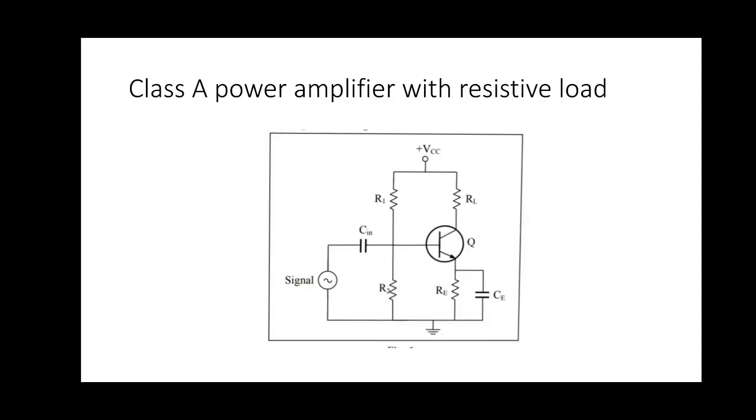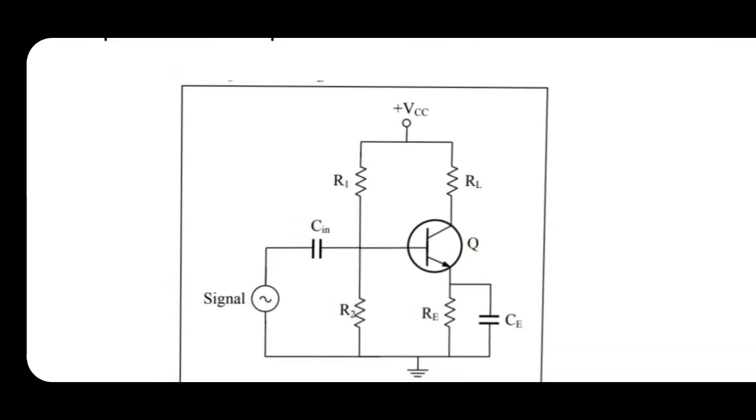Now we have to discuss the class A power amplifier with a resistor load today. This is similar to a CE amplifier. In this, collector current flows during the full cycle of the input signal. In a class A amplifier, collector current flows for 360 degrees. It has low efficiency, 25 percent, because the amplifying device uses power for the full cycle of the input signal, but it has good signal reproduction and linearity.